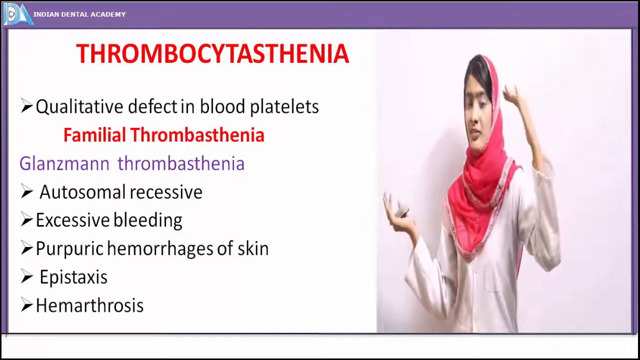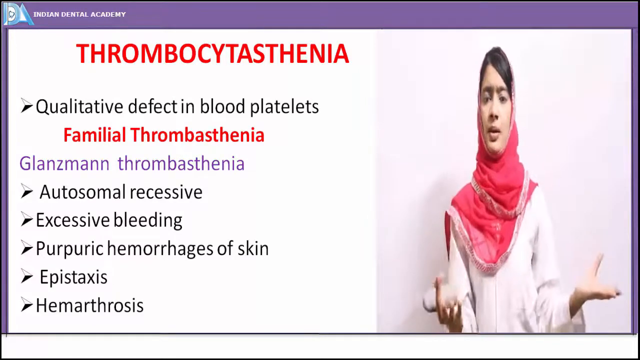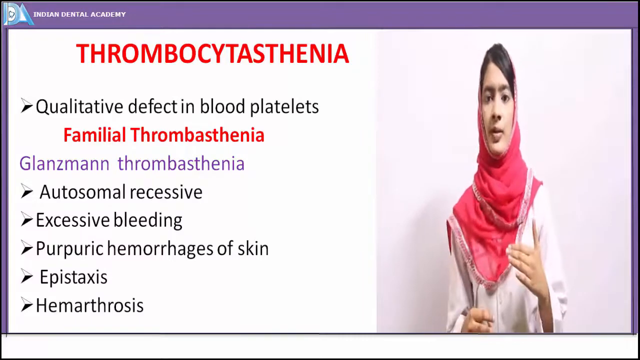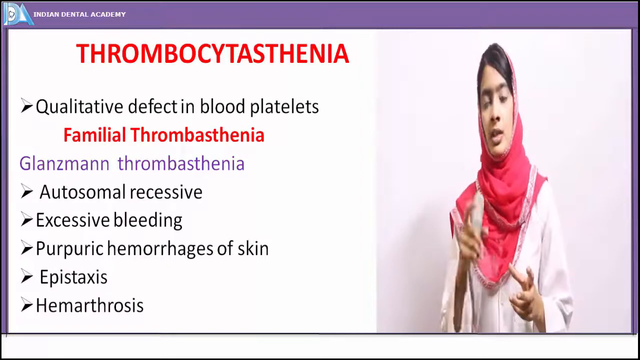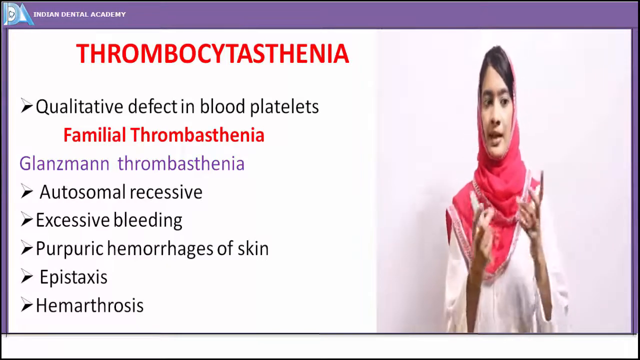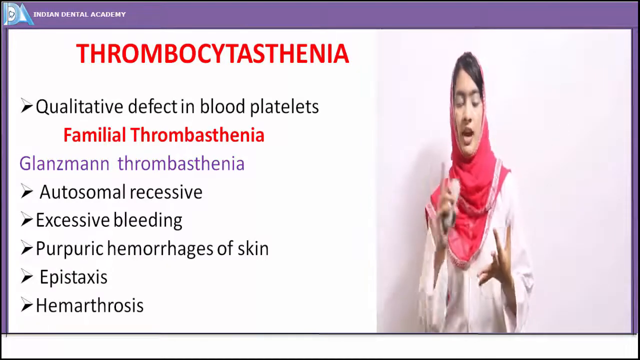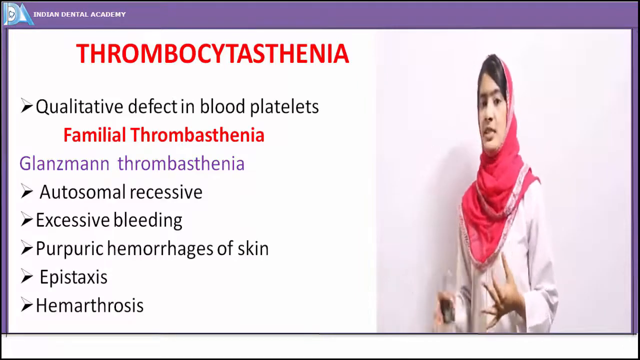in the quality, that is, it is nothing related to the number of platelets. The number of platelets may be reduced, may not be reduced, but there is a defect in the platelet, that is, the platelet aggregation factor may be lost, the fibrin threads may not be present. So we'll see what that is.